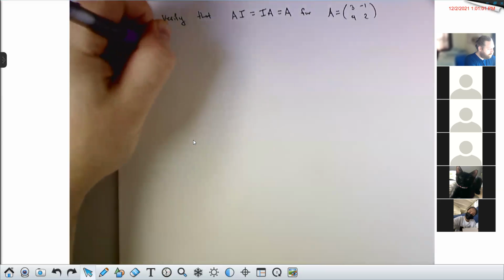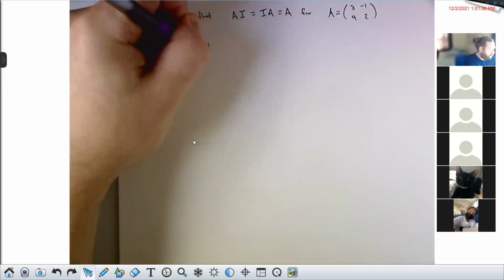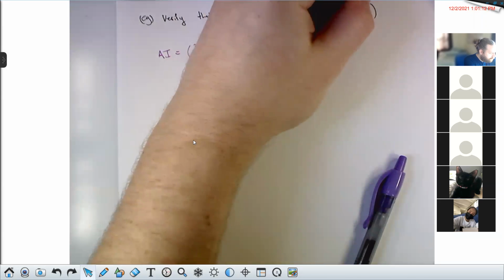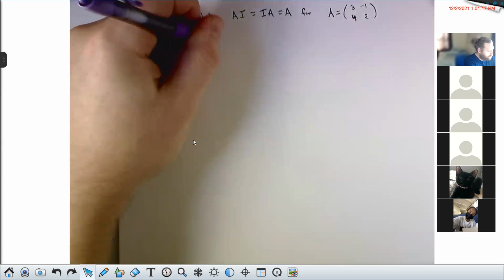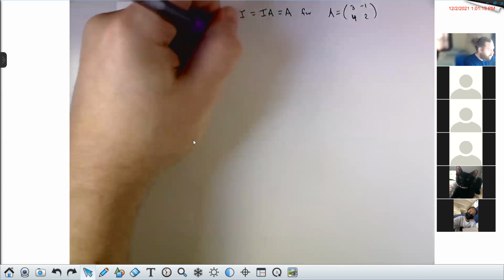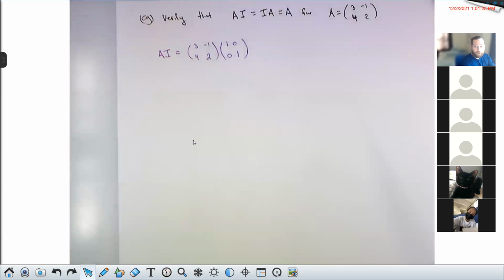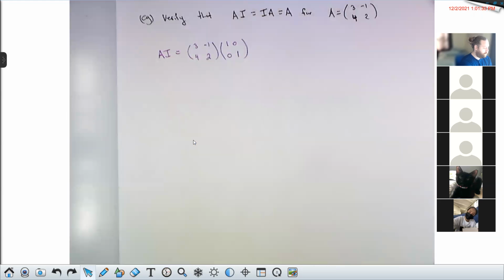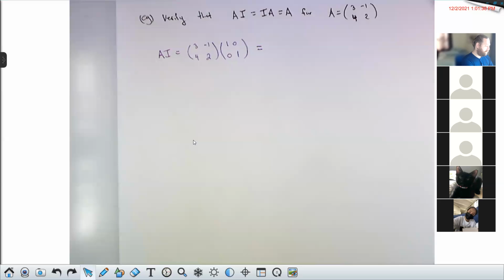So let's compute A times I first. This would be 3, -1, 4, 2 times 1, 0, 0, 1. And the reason we're going to check both of these separately is because you know that AB is not always the same as BA, right? We saw that in our last lecture. Matrix multiplication is not commutative. The order does matter. But hopefully for the identity matrix, it doesn't.